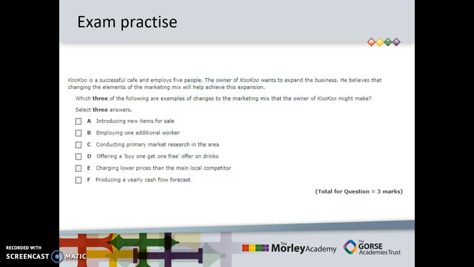Probably the most tricky marketing mix question I've ever seen. 3 answers, examples of changes to the marketing mix. So you had to, A, know what each of the 4 elements of the marketing mix were, then interpret whether these answers were price, product, place, promotion, or none of them. If it was none of them, it was a wrong answer. If it fit one of those, price, product, place and promotion, then you had to select that as an answer. So this is a really tough one. Give yourself a few minutes and then we'll check out the answers.